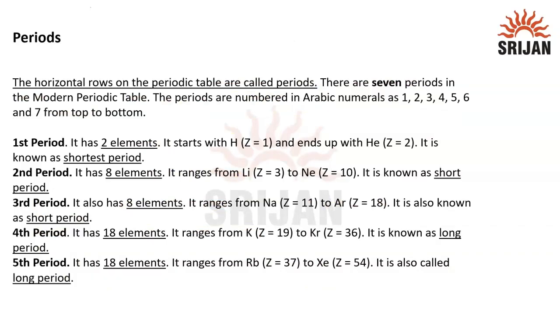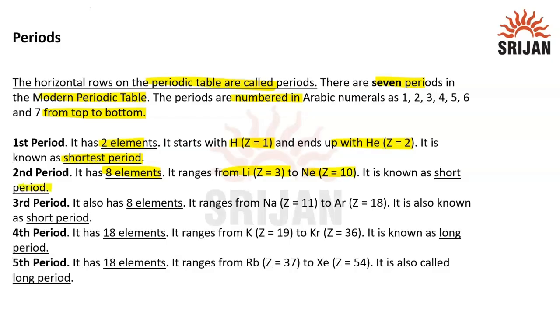Periods. The horizontal rows on the modern periodic table are called periods. There are 7 periods in the modern periodic table. The periods are numbered in Arabic numerals as 1, 2, 3, 4, 5, 6 and 7 from top to bottom. First period. In the first period we have 2 elements, which starts with hydrogen, whose atomic number is 1, and ends with helium, whose atomic number is 2. It is known as the shortest period. Second period, it has 8 elements. It ranges from lithium, whose atomic number is 3, to neon, whose atomic number is 10. It is known as a short period.